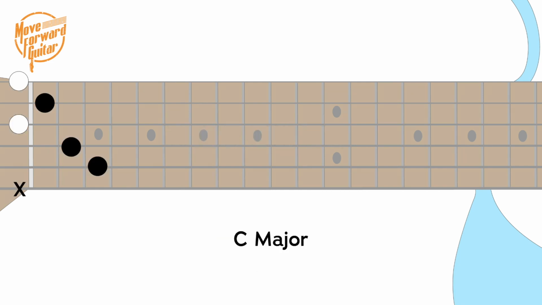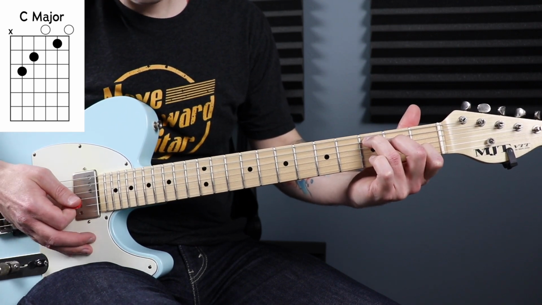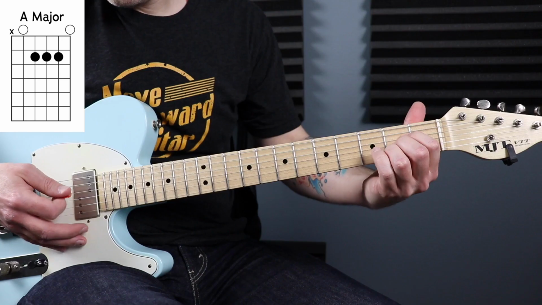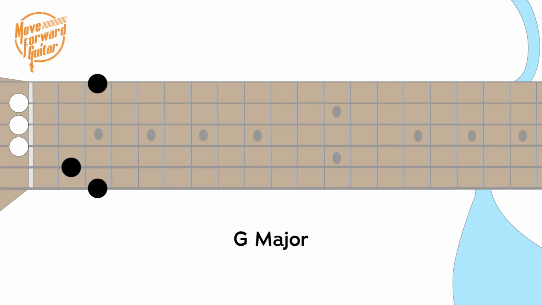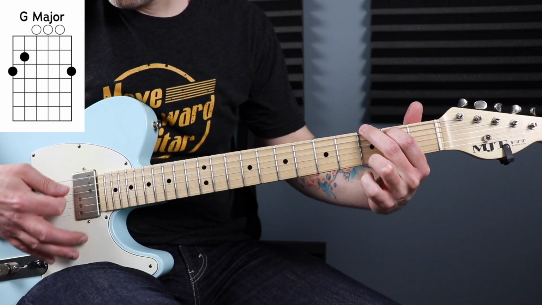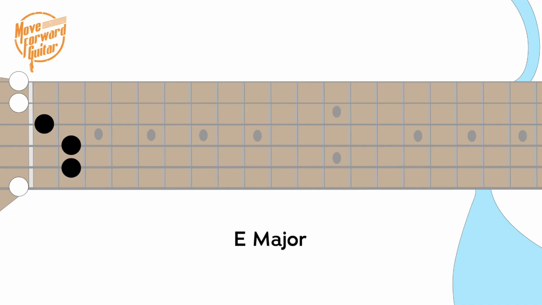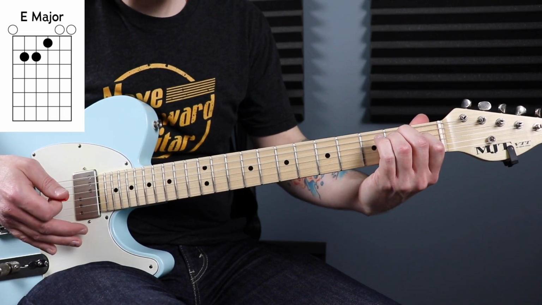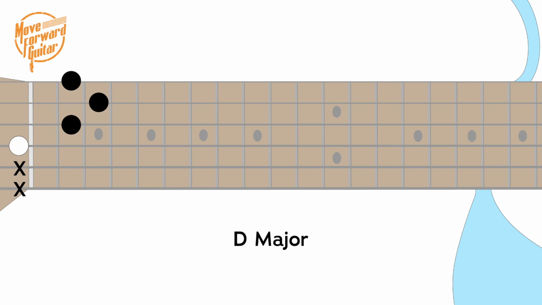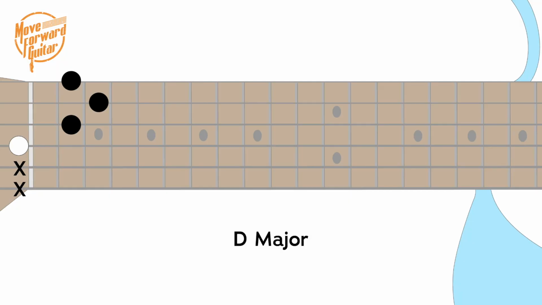So again, those chords are the open C major, the open A major, the open G major, the open E major, and the open D major. And if you've been playing guitar for any amount of time, you've probably played all of these chords.